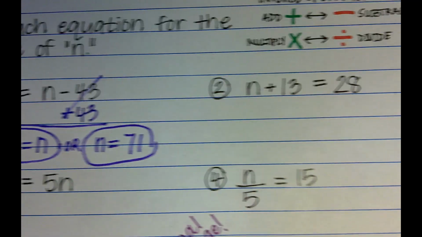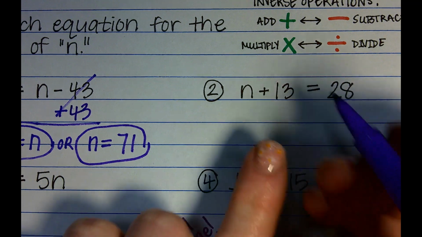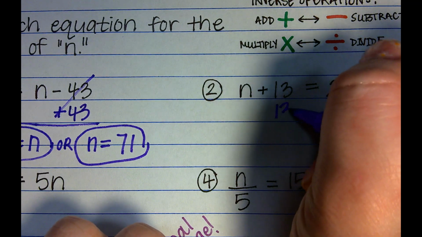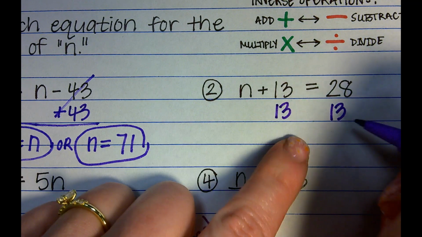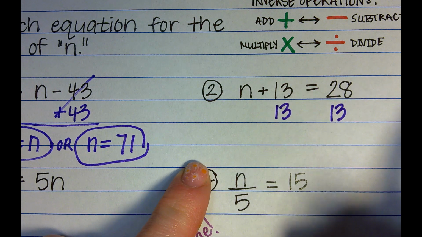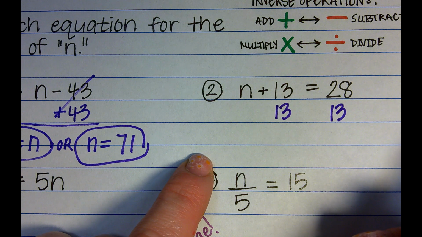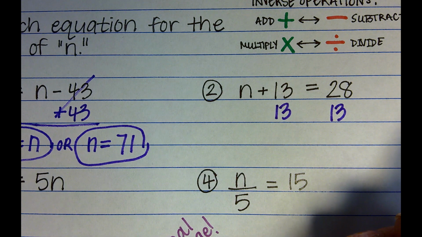Let's try number 2. I have n plus 13 equals 28. What do you think we should do here? Take 13 and put it under both of them. Okay, let's take 13 and put it under both of them. Now, I would love for you to tell me, how did you know we were going to use 13 instead of 28? Because this is the tricky part for some of us. Both sides have to equal.